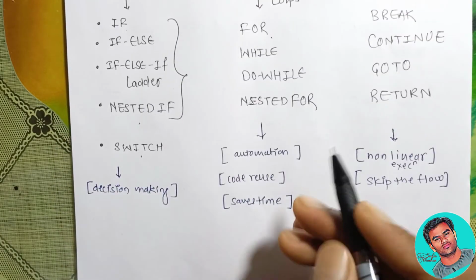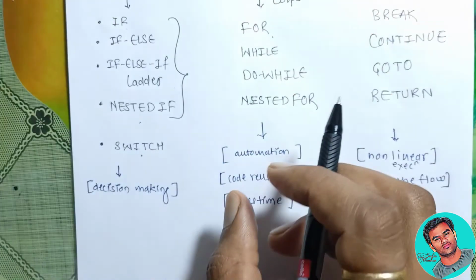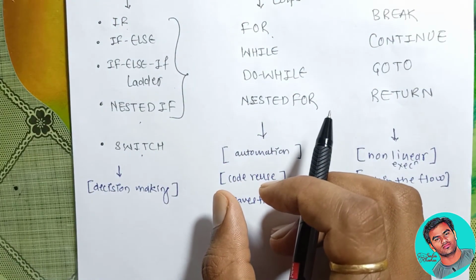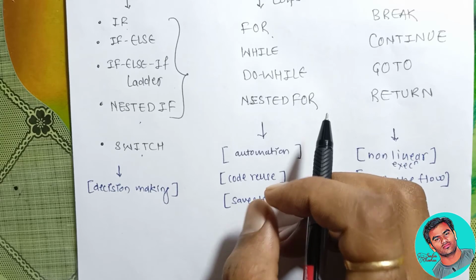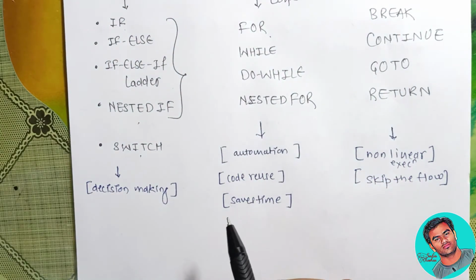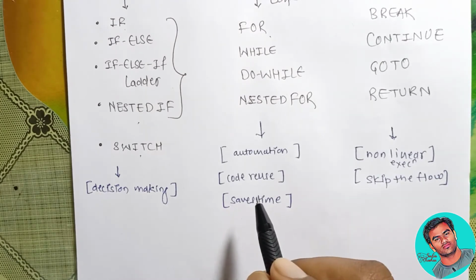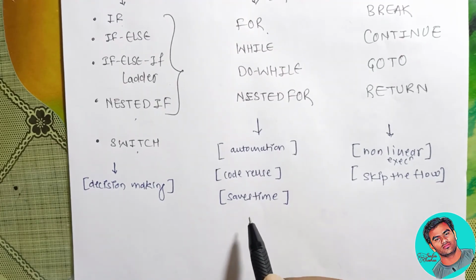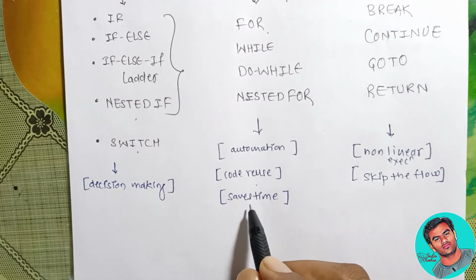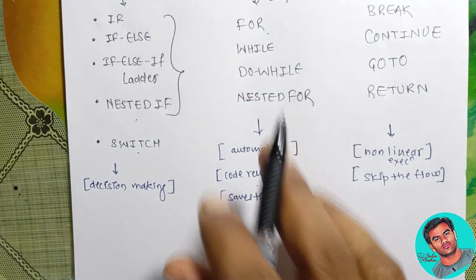Now what does this repetition statement offer? It is an automation. The keyword automation itself indicates that it automatically gets iterated or executed. The next one is code reuse. That means we can reuse a certain kind of code multiple times, and these multiple times are specified by the user. The next one is saving time. As we are reusing the code, there is no unnecessary wastage of time, which we would have if we did not use the repetition statement.